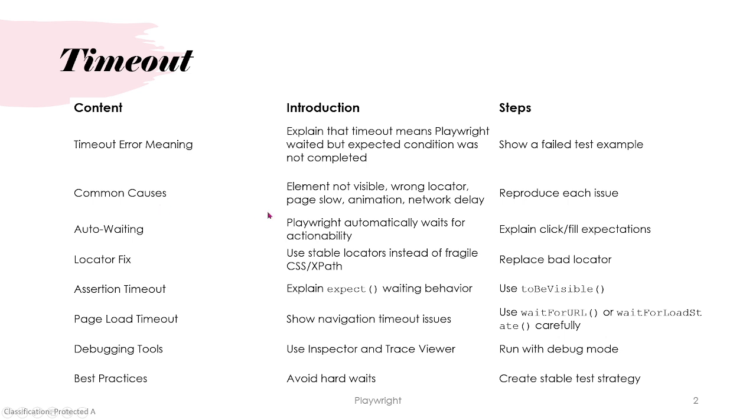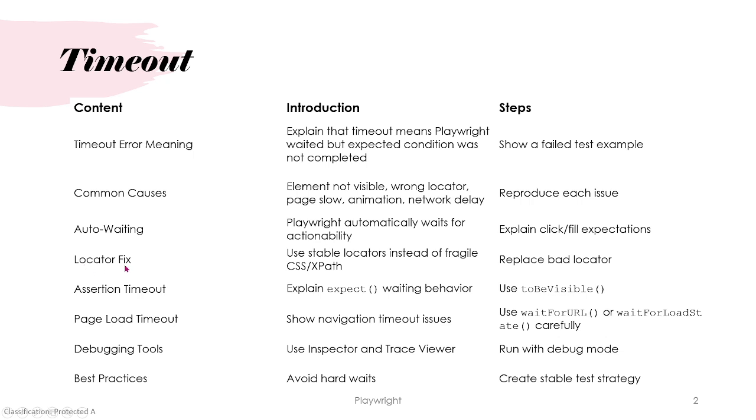Common causes: elements not available, locator issues, a slow page, animation, network delay. Reproduce each issue. Auto-waiting: Playwright automatically waits for actionability. Explain click and failing inspections.